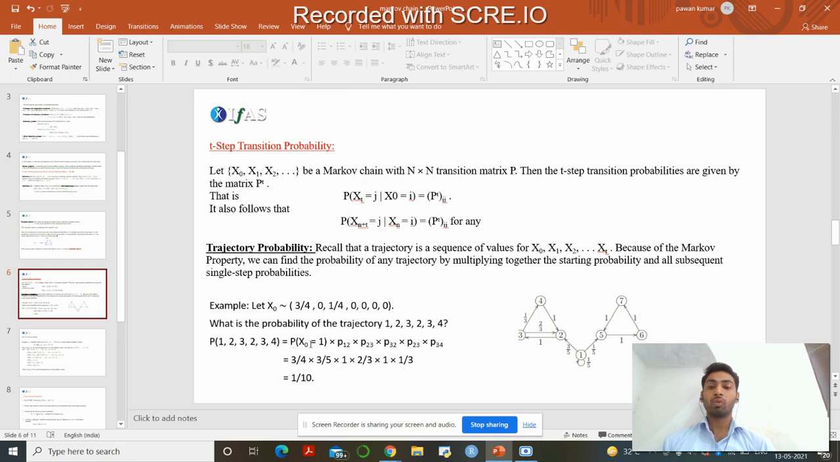The probability of X0 equal to 1 is the starting probability, which is 3/4. Then we multiply by the probability of 1 to 2, then 2 to 3, then 3 to 4, similarly 2 to 3 and 3 to 4. Multiplying all of this together, 3/4 times 3/5 times 1 times 2/3 times 1 times 1/3, from the diagram we get 1/10. This is the trajectory probability.